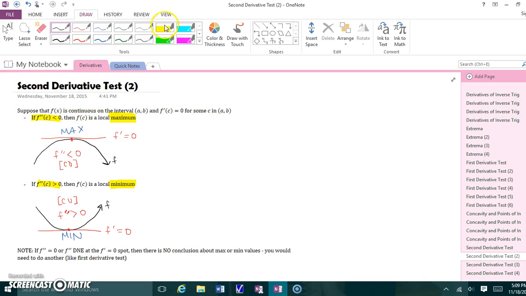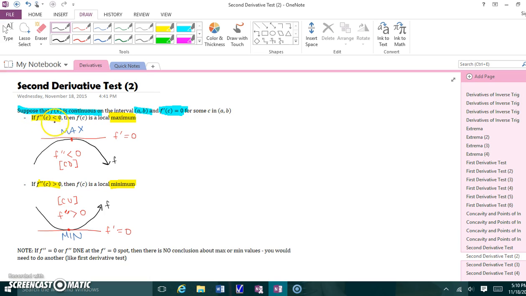Right here, this is the second derivative test, the theorem. Okay, so make sure you write this down. Suppose f is continuous on the open interval (a, b) and the derivative is 0. Again, we need it to be 0. It can't be "does not exist." This is what it says.